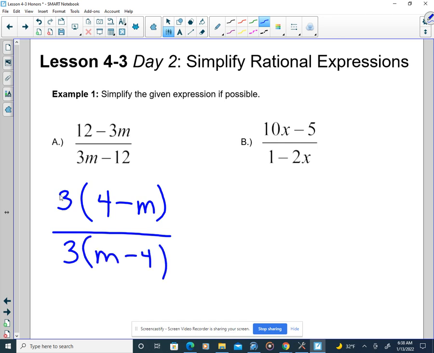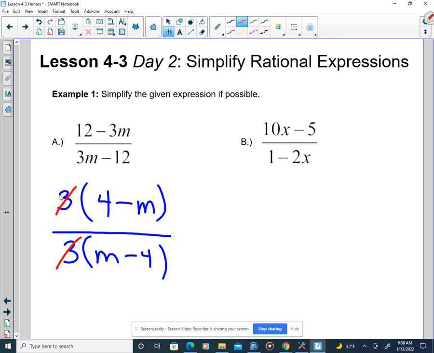So now we can cancel out like factors. So we can mark out the 3's. But if you look, on top we got 4 minus m. On bottom we got m minus 4. So these are not the same. They're actually opposites. So whenever you have factors that are opposites, here's the extra trick that you need to do.